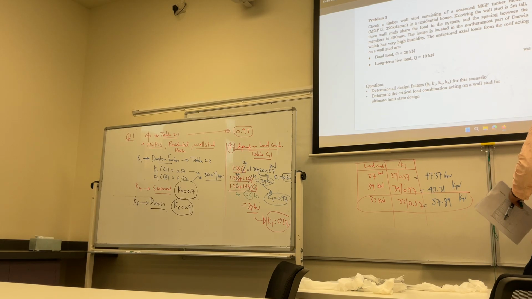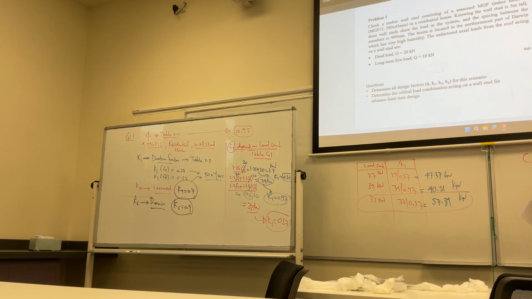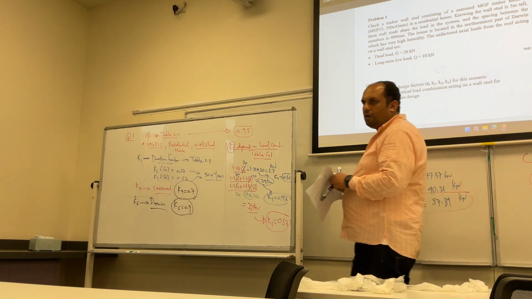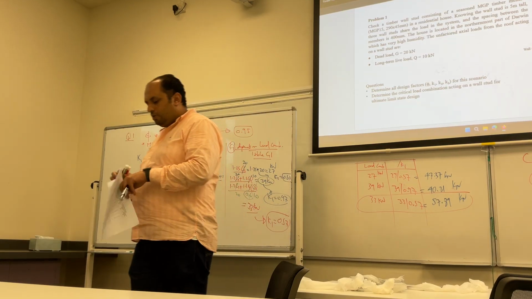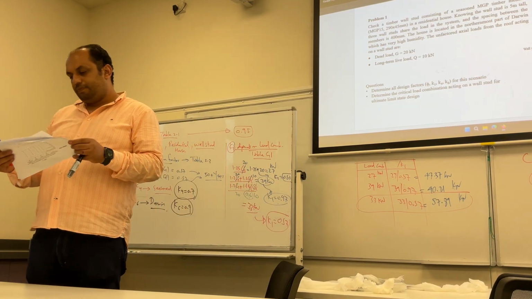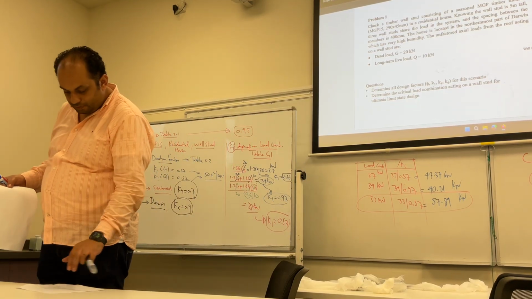So which is the critical load combination? For our calculation, 33 kilonewton. So when you design, you design for the 33, which comes from 1.2 G plus 1.5 Q. You understand how we do that? All good in the first example? Any question? No?